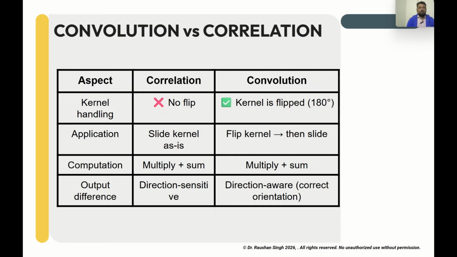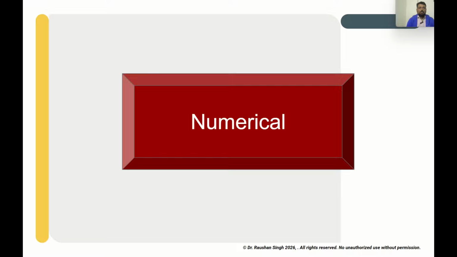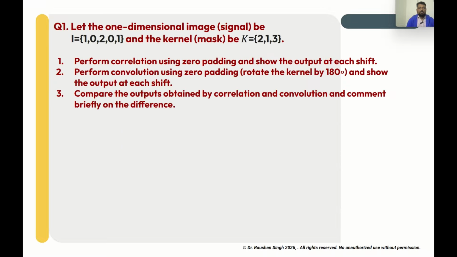You will be seeing that in the next thing. So the output difference will be: correlation is directional sensitive, and convolution is directional aware. Correct orientation is actually obtained here. So let's see the numerical, then it will be much clearer to you.